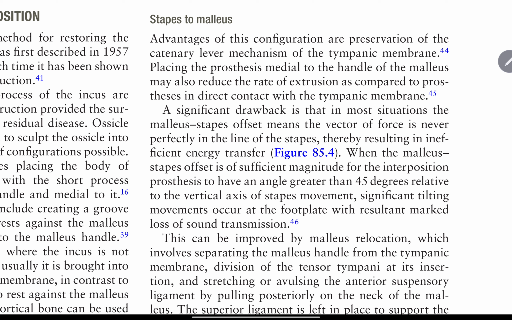inefficient energy transfer. When the malleus-stapes offset is of sufficient magnitude for the interposition prosthesis to have an angle greater than 45 degrees relative to the vertical axis of stapes movement, significant tilting movements occur at the footplate with resultant marked loss of sound transmission.